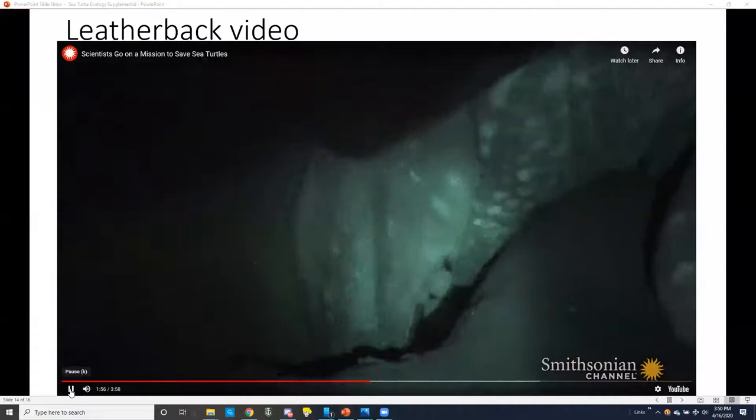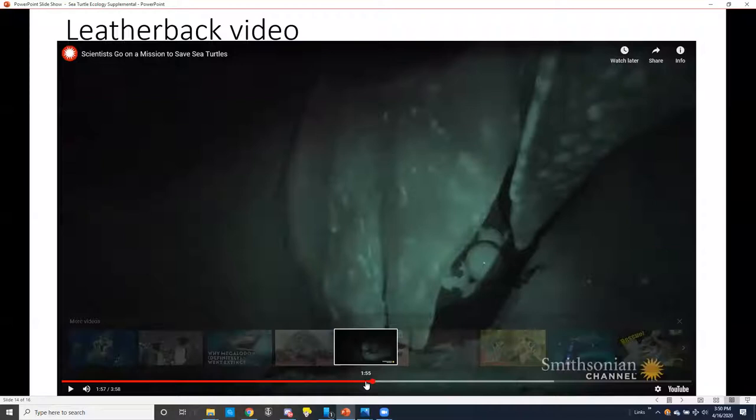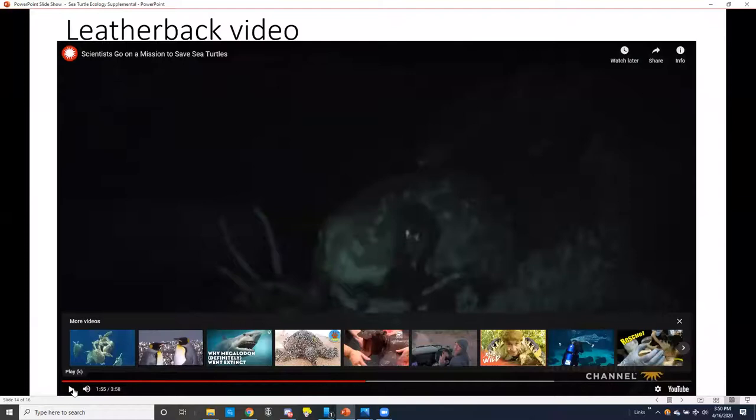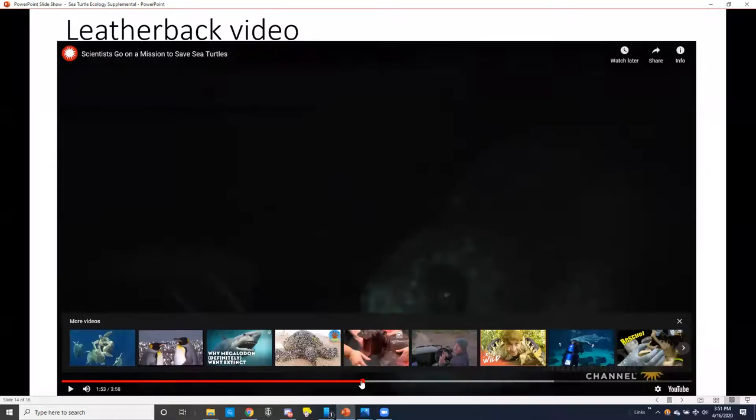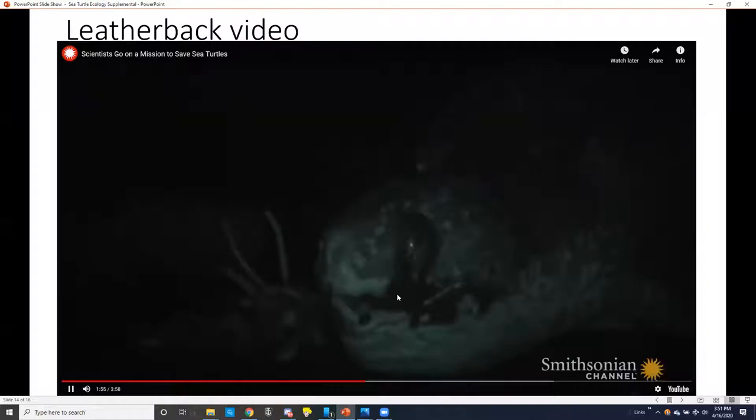Okay, I'm going to back that up just a little bit, because part of your class is to know a little bit about the right stage of the nesting process. Adaptation for a turtle, right? Is female at just the right stage of the nesting process.